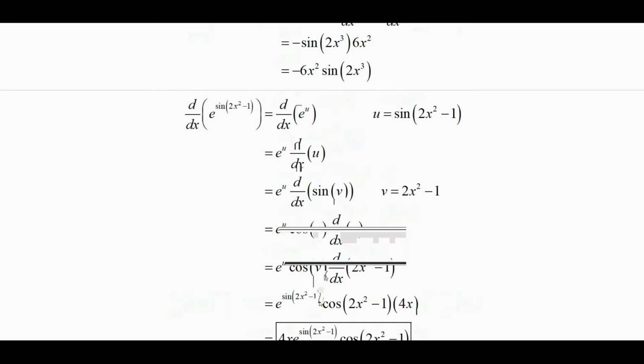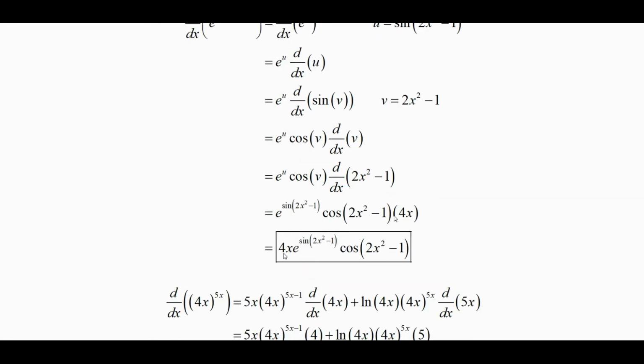Well, the derivative of that v is 4x. Cosine of v, substitute that back in, we get that. Substitute this back in for u, and I just reordered the terms a little bit here. And our final answer is 4x times e to the power sine of 2x squared minus 1 times, the whole thing is then times cosine of 2x squared minus 1.